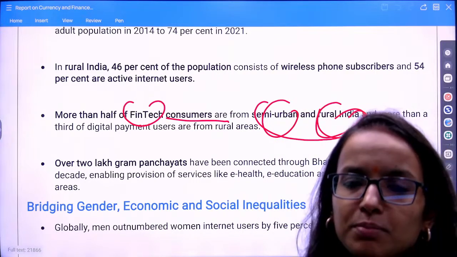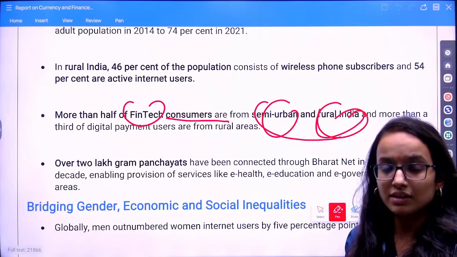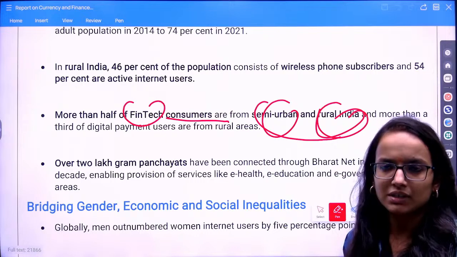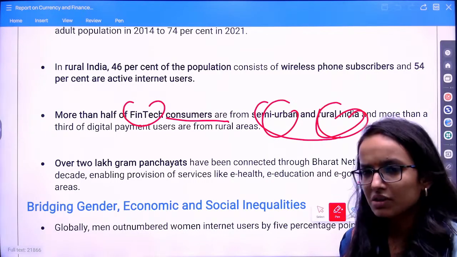I'm not sure about the number of lectures, but in this report, we will not require more lectures in comparison to other reports, because this is not technical. You just have to remember these facts, right? So I'm very hopeful that we will be able to cover this very quickly.